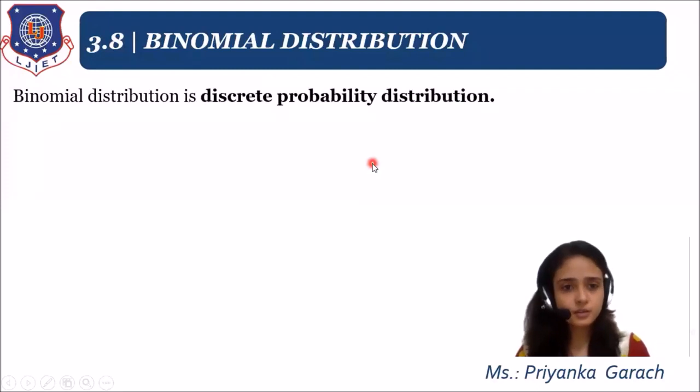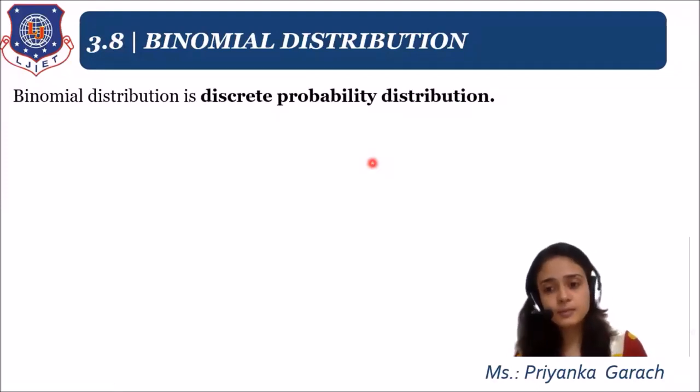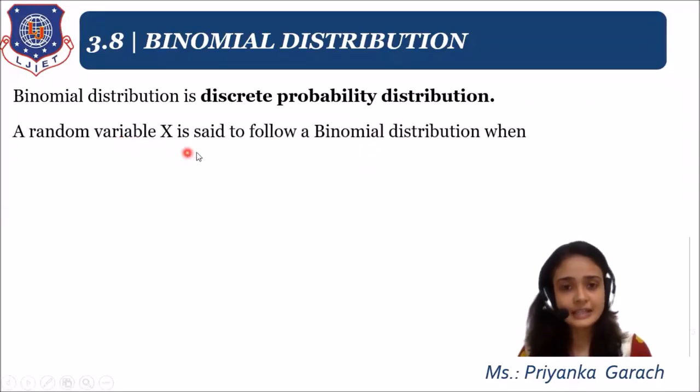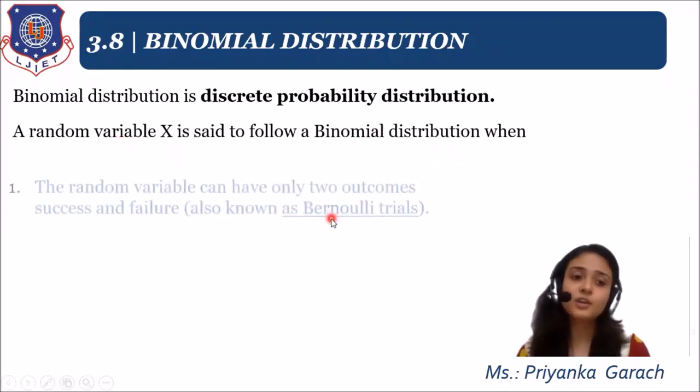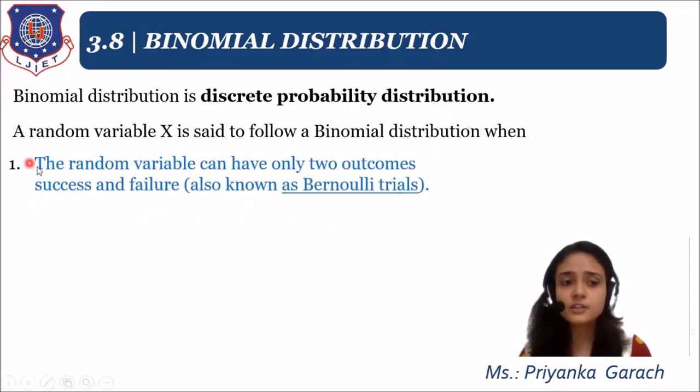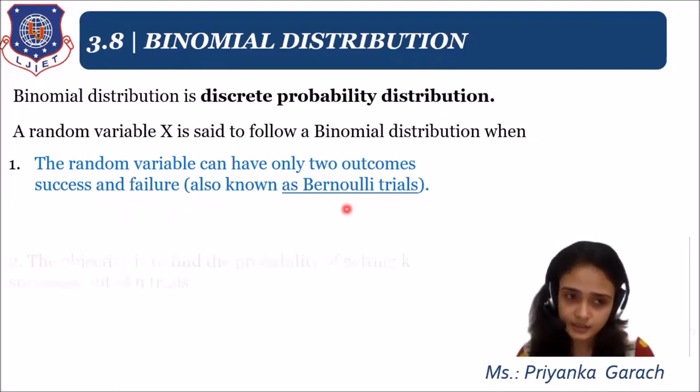So the binomial distribution is a discrete probability distribution. A random variable x is said to follow a binomial distribution when it satisfies the following rules. So the first one is that the random variable can have only two outcomes, that is success and failure, which is also known as Bernoulli trials.